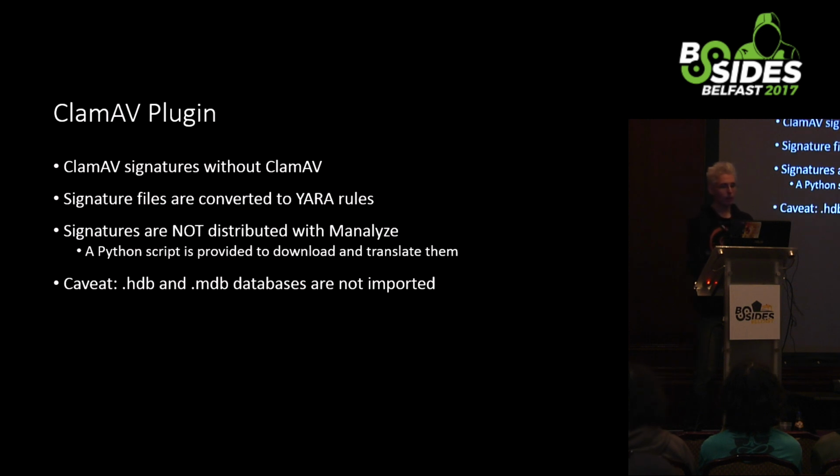Now I'm going to talk a bit about all the different plugins that I implemented inside this tool. So the first one is ClamAV. What I do is I simply apply ClamAV signatures. ClamAV doesn't need to be installed on the machine. All you have to do is download signature files, run a Python script that converts them into Yara rules, and then apply those Yara rules automatically with the program. The signatures are not distributed with Manalyze because obviously they change every day, but there is a Python script that just allows you to download them and use them immediately. ClamAV also uses other kinds of databases, HDB and MDB files, that are just big lists of hashes of known executables and sections that I don't use, but maybe I will at some point.